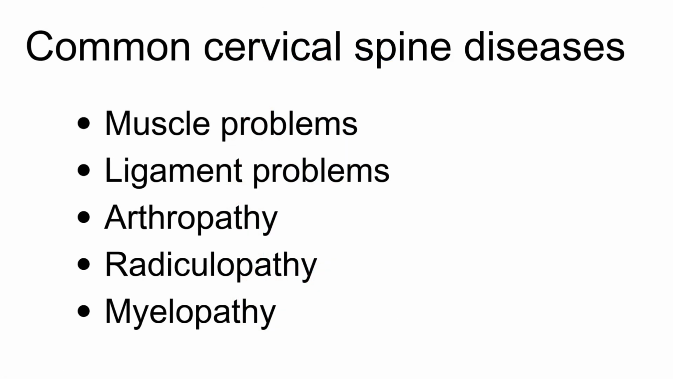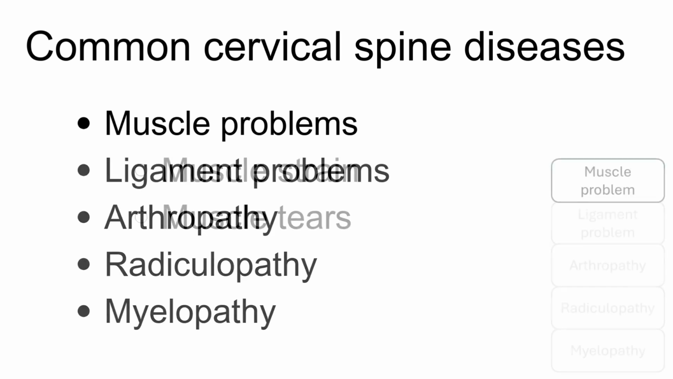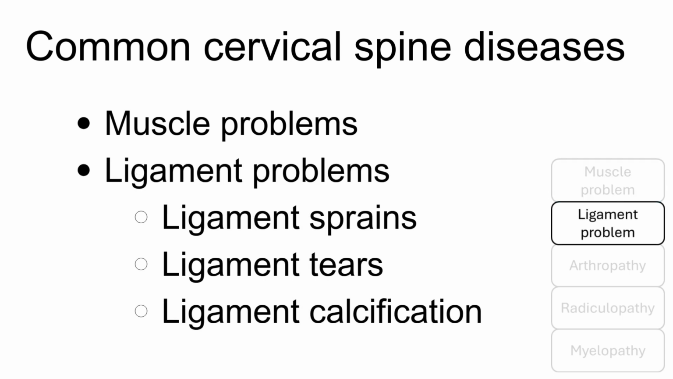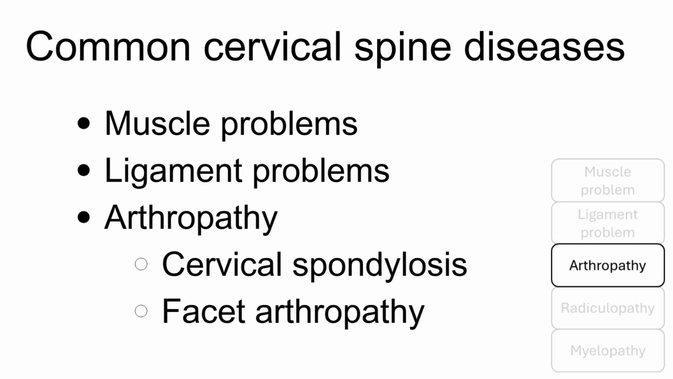To systematically understand various neck conditions, we can classify them into 5 major categories based on the anatomic structure that's affected. First, muscle problems. These include issues like muscle strains or tears. Second, ligament problems. These include sprains, tears, or calcification of the ligaments. Third, arthropathy. Conditions like cervical spondylosis or facet arthropathy.